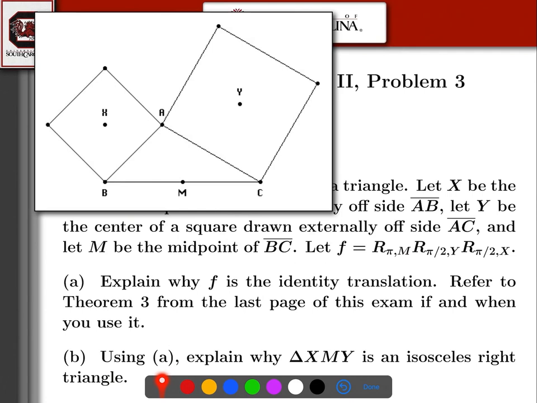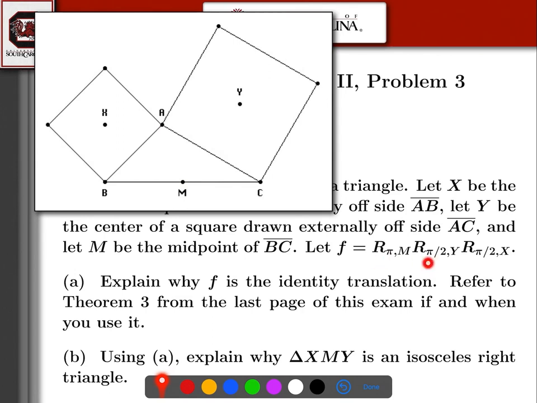Now it says to use part A, down here for B, and explain why the triangle XMY is an isosceles right triangle. Isosceles means we want two sides to be the same, and we want it to be a right triangle. So it looks like the angle at M is going to be 90 degrees, and these two sides then will be the same length. This will be the hypotenuse. So how do we prove that?